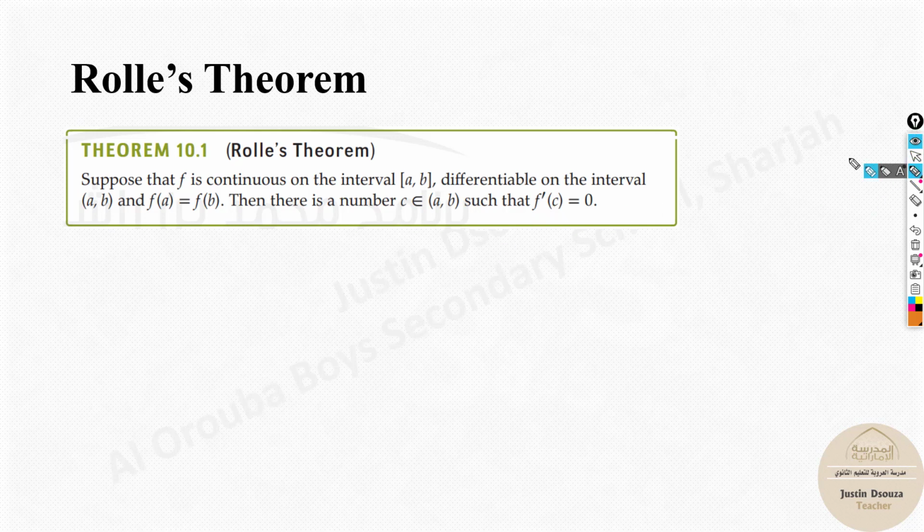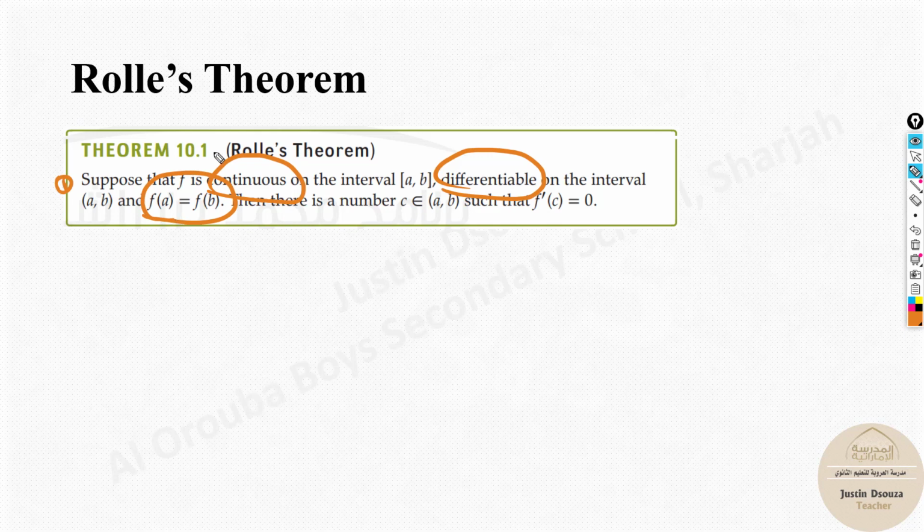Now, what it means is there are three conditions. The first condition is continuity. The next one is about differentiability. And then the third, f(a) equals f(b). These three conditions are to be met.